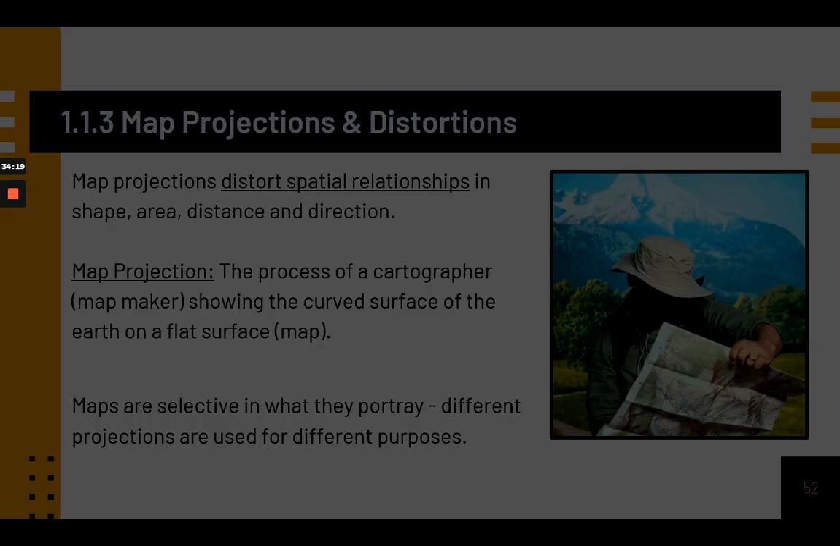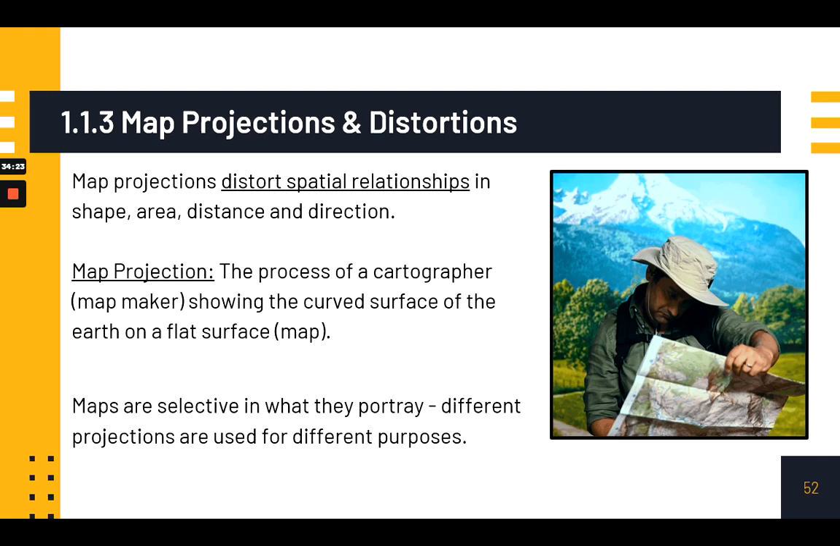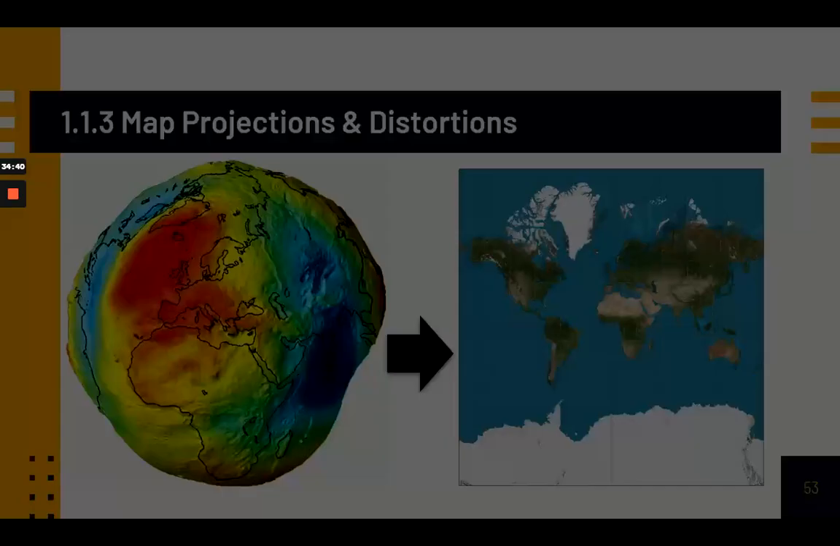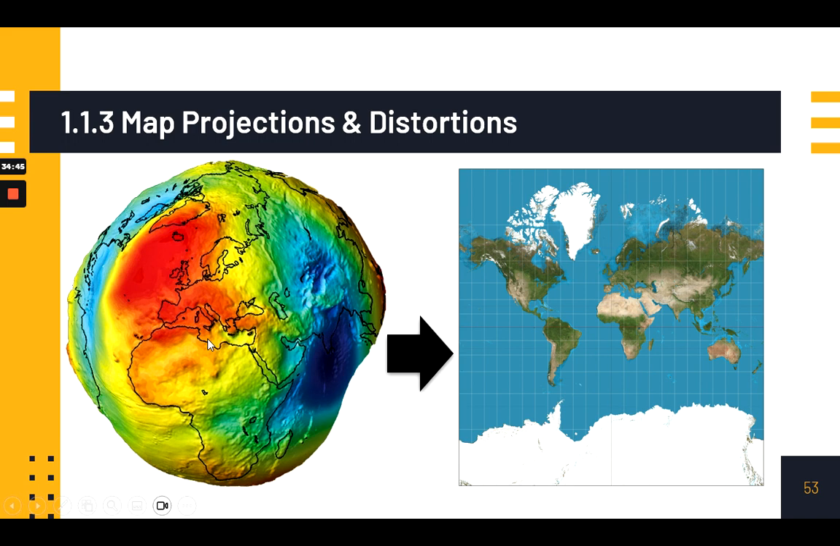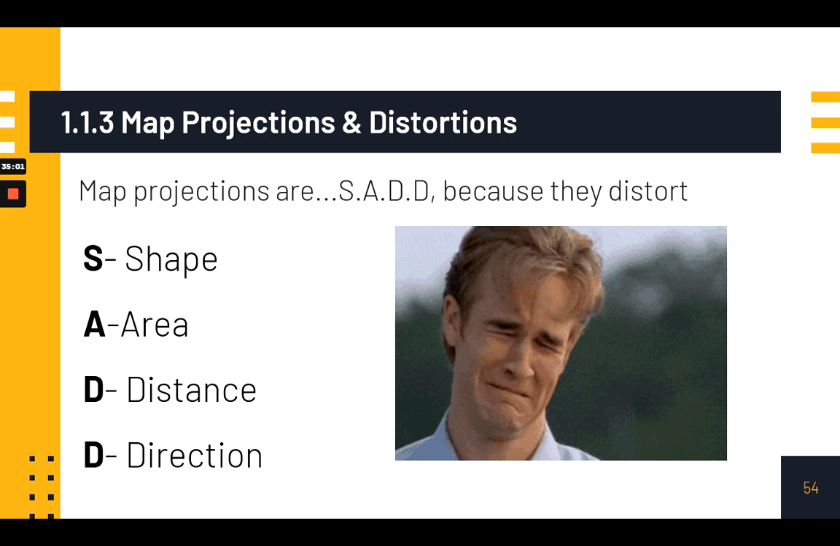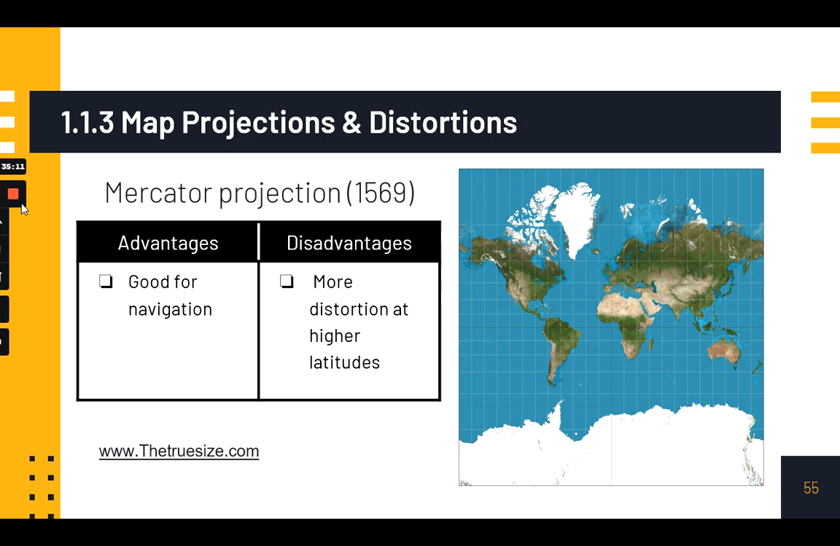So you need to know what a projection is, like how a round, three-dimensional globe is projected onto a two-dimensional piece of paper. And this leads to distortions. When you take the world, which is pretty spherical, and you project it onto a two-dimensional piece of paper, here you get the Mercator projection. These projections distort shape, they distort area, they distort distance and direction. Okay, so make a note on the Mercator projection, the advantages and the disadvantages. Go ahead.